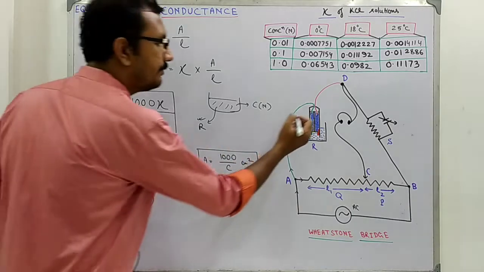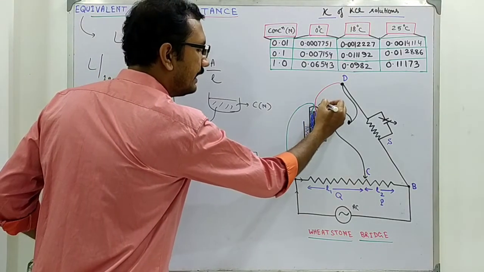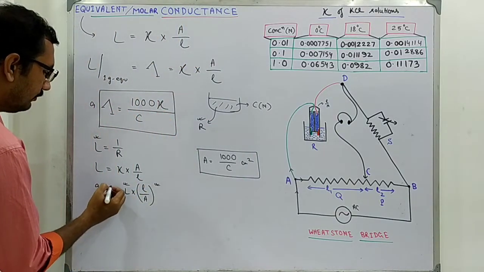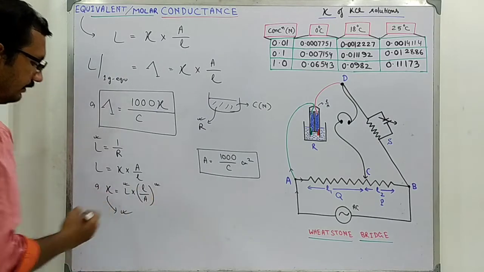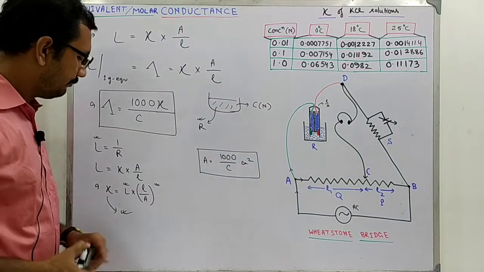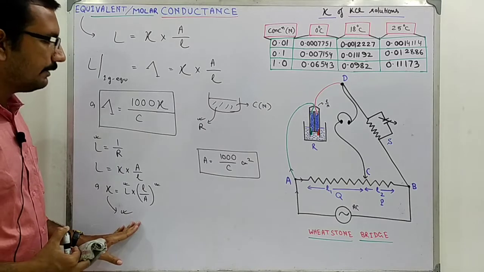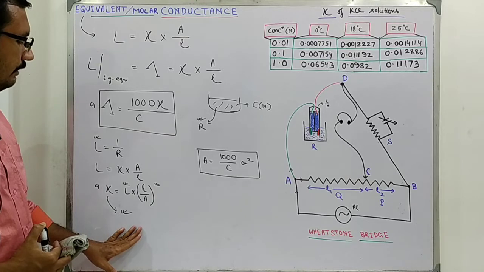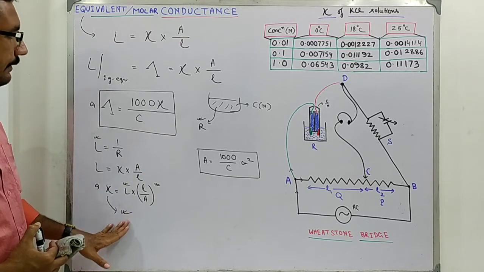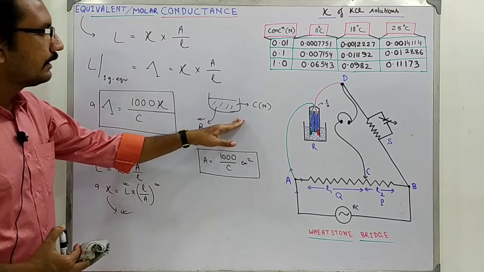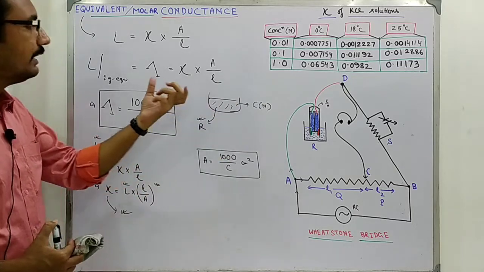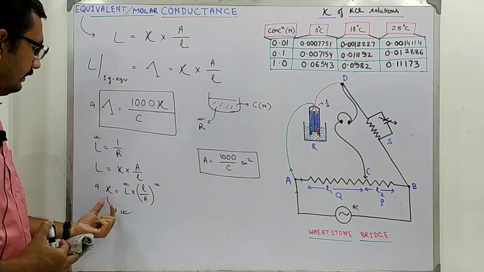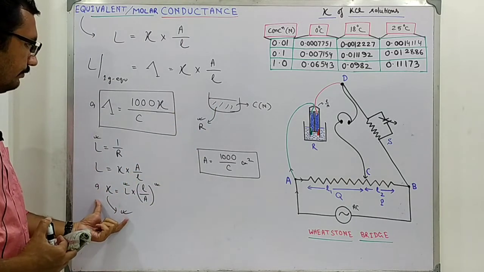and the cell constant is printed here. l by A is printed here, it is the cell constant. So, you will have the value of l by A. So, the value of kappa is determined. This procedure has been described in the previous lecture in detail. Now, this kappa value for the given solution, whose equivalent conductance is to be determined, is now known to you.